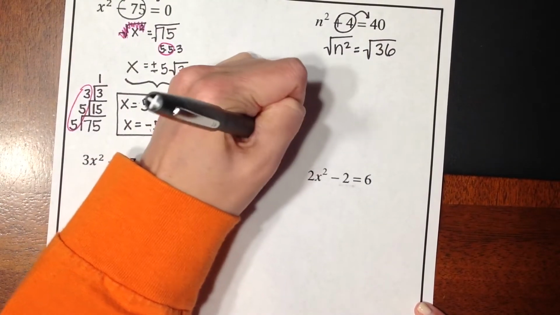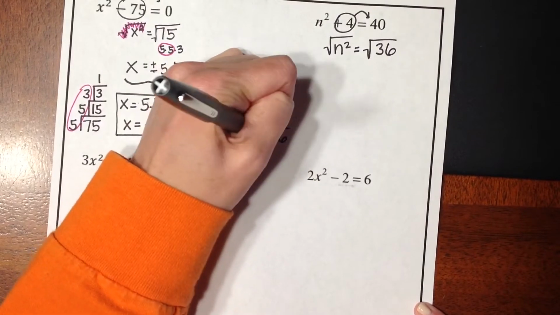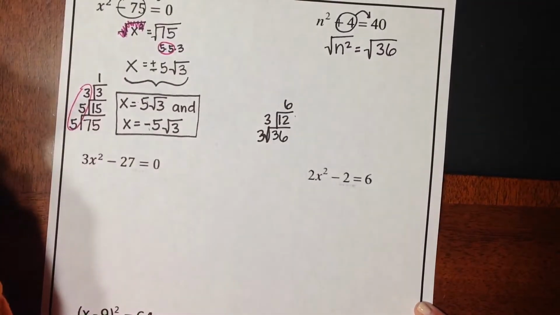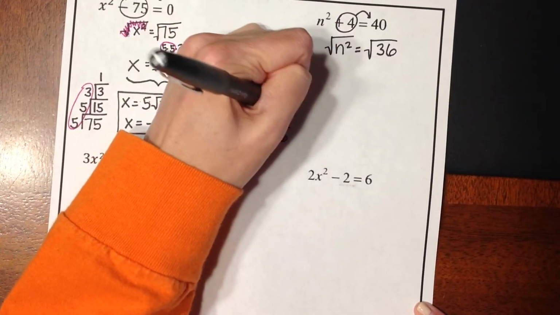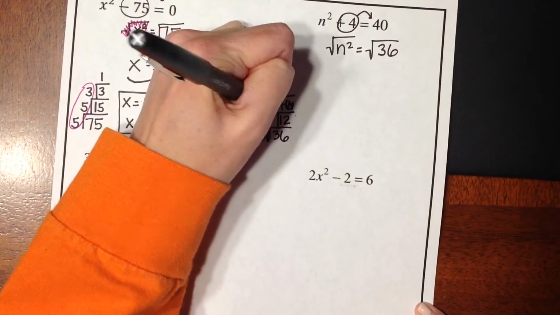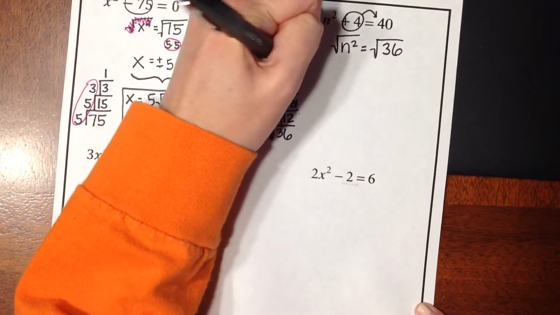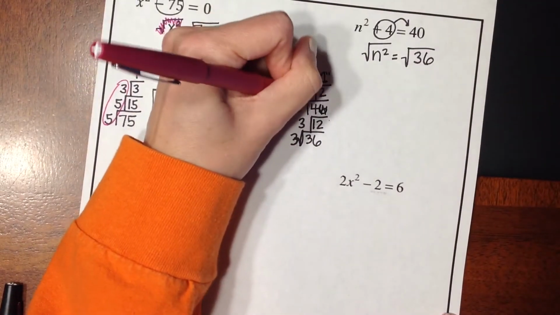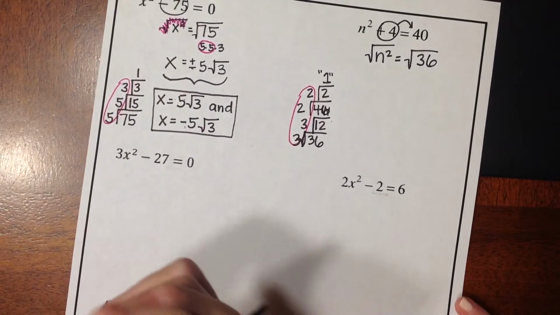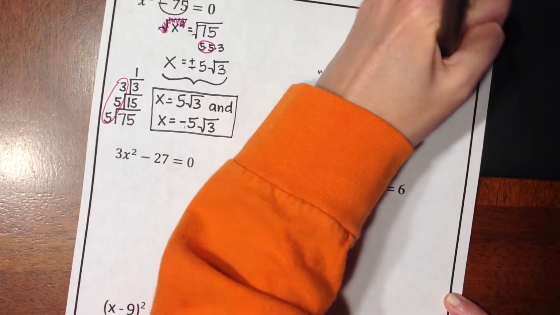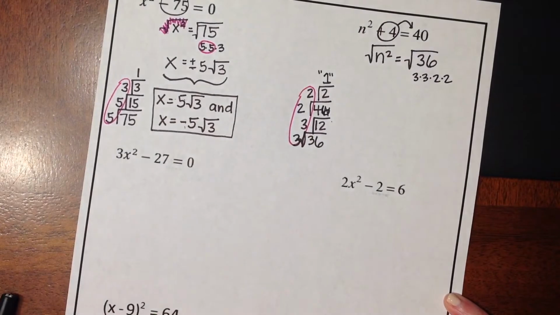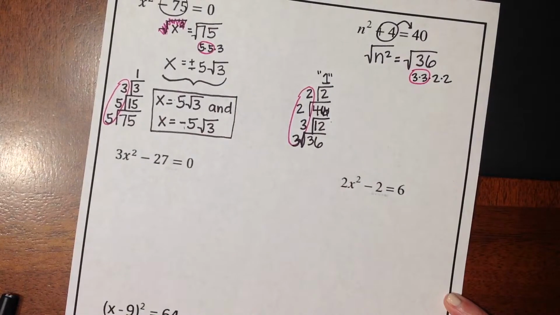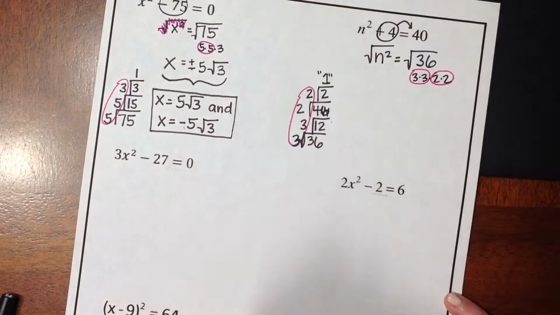So the square root of 36, let's see what prime numbers, that's going to be 3 times 3 times 2 times 2, using the birthday cake method. Now some of these you can get to where you start doing these in your head, which is completely fine, but if you need to write out your birthday cake method, I recommend that also, just to make sure you get the correct prime number values.